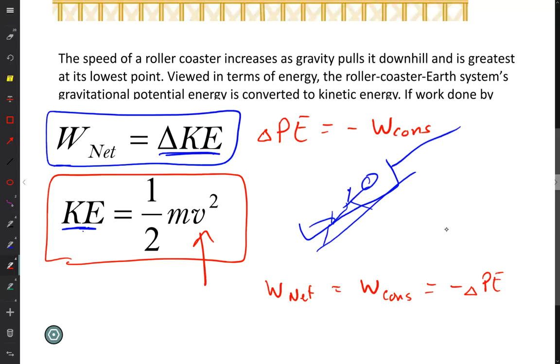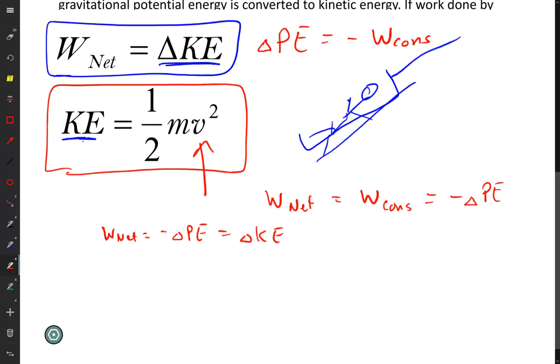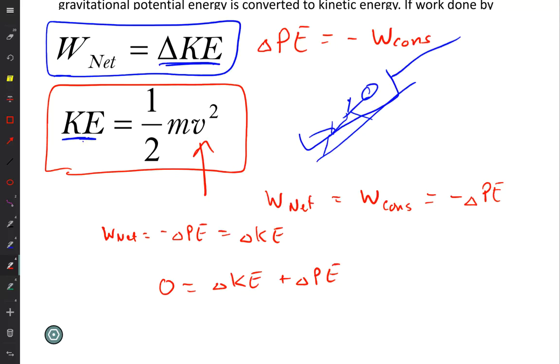And so I can take work net equals minus change in potential energy equals change in kinetic energy. We usually rearrange this to say that 0 is equal to change in kinetic energy plus change in potential energy. That's true because there is no friction. What if there was friction involved?